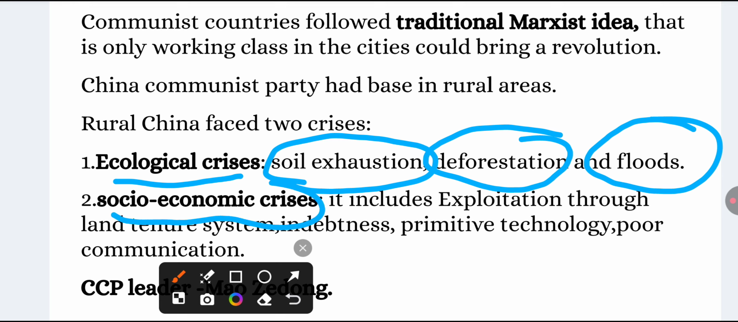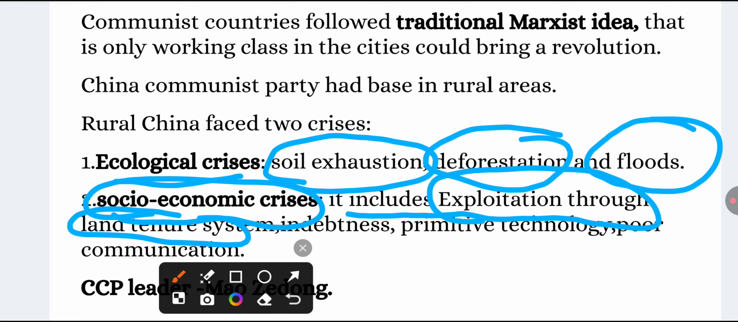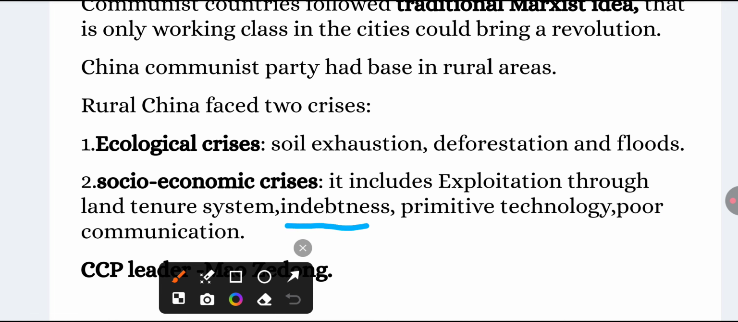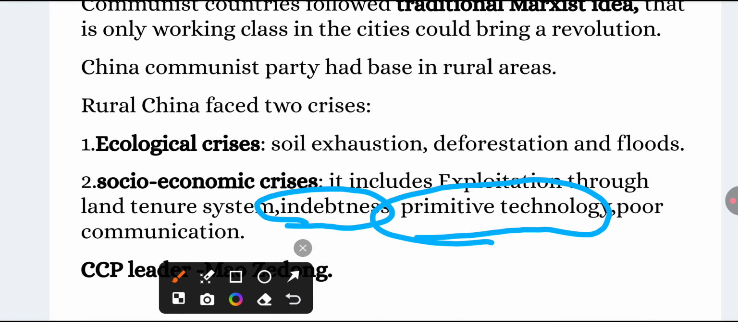Another problem is the socio-economic crisis. It includes exploitation through the land tenure system, because so many landlords are there in China. Landlords frequently increase their land rates, frequently change the peasants, and give the land to different farmers. Chinese people are also facing indebtedness. They are unable to pay money to landlords, and sometimes they lost their land in agriculture. Another major problem is primitive technology. All the rural people use primitive tools. And rural people also face poor communication.